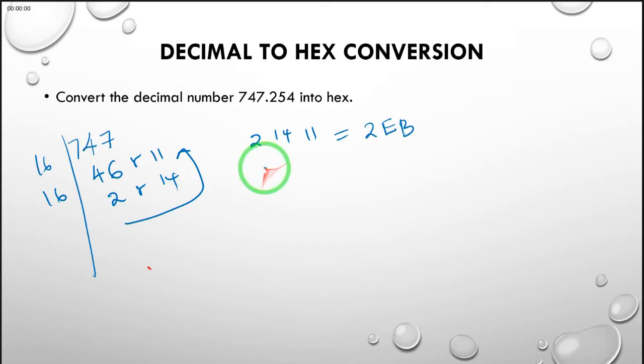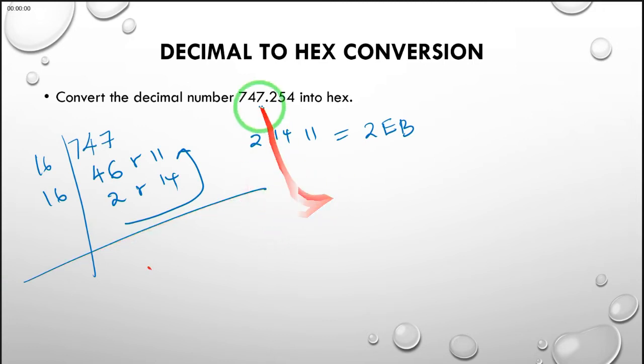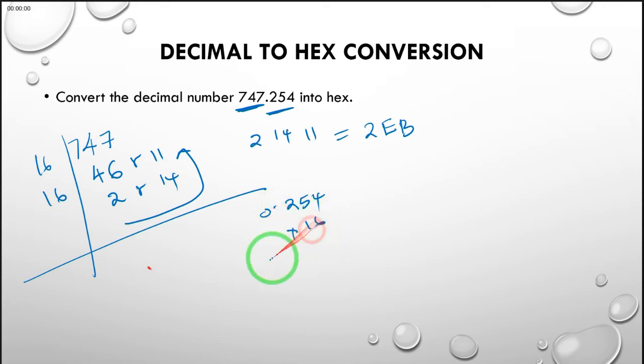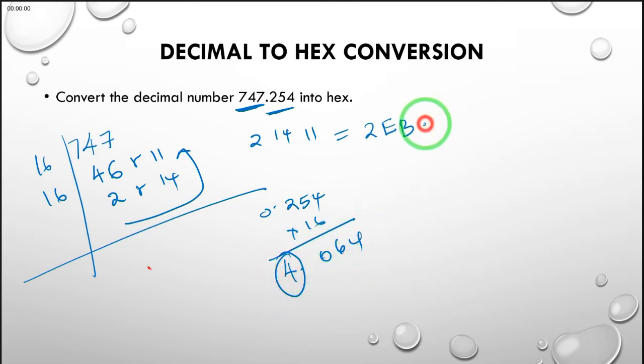The fractional part is going to be solved as follows. We said we do repeated division by 16 for the whole part, and we do repeated multiplication by 16 for the fractional part. So what we do is we start with 0.254 times 16. This is 4.064. This is the one we drop. We put it here. We multiply again by 16.